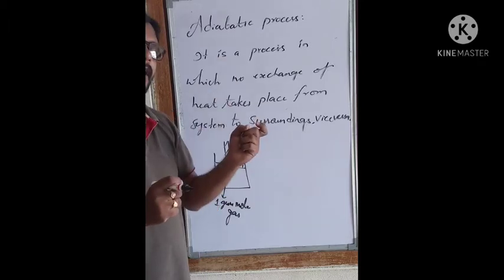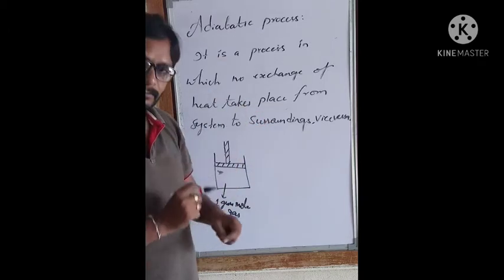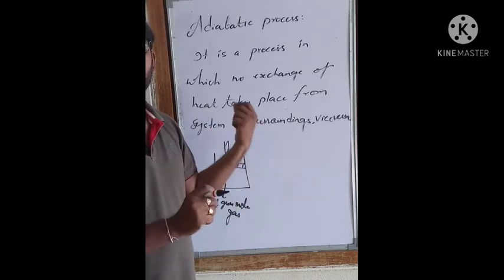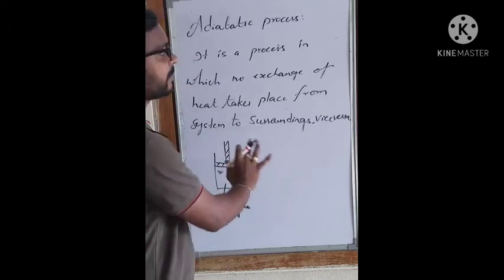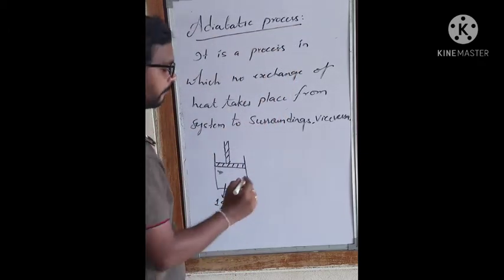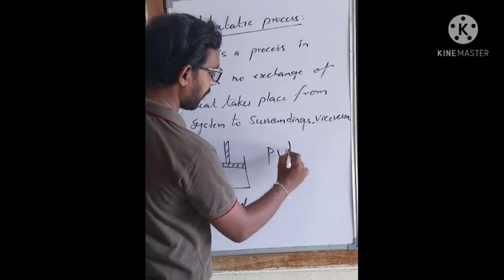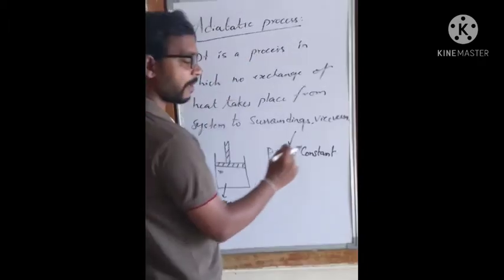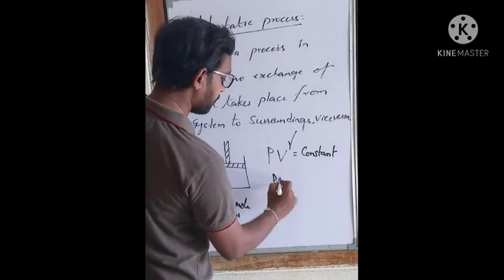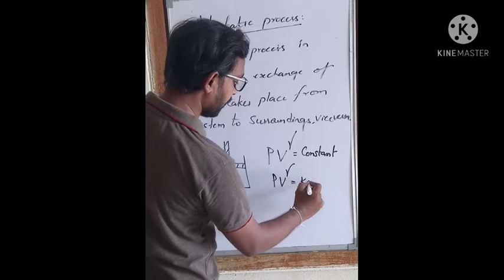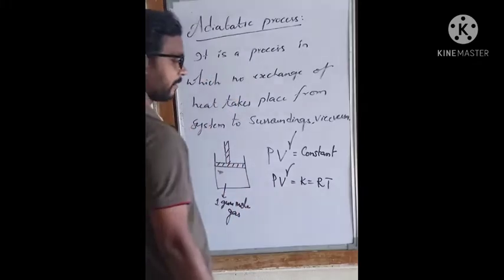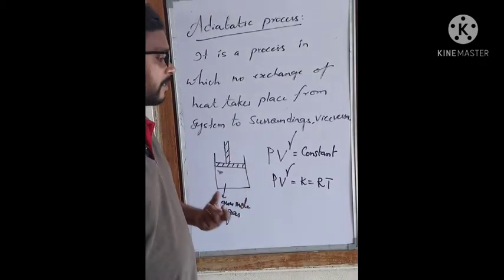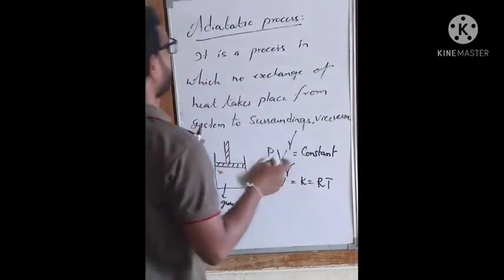Just like work done in isothermal process, now I am going to derive the equation for work done in adiabatic process. So in this adiabatic process, we can use one formula, PV power gamma equal to constant. This may be written as PV power gamma equal to constant, K equal to RT. So we can use this formula to find out work done. Let us see what is work done in adiabatic process.